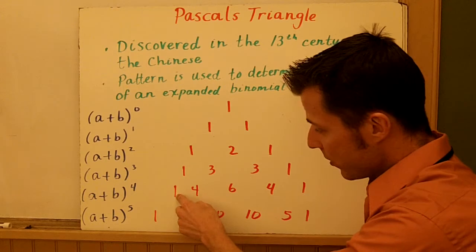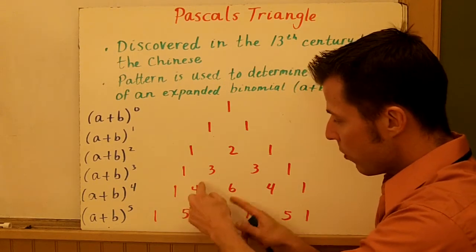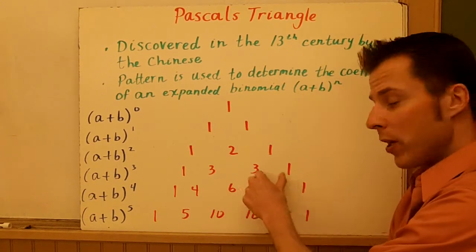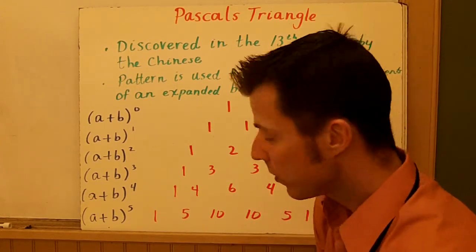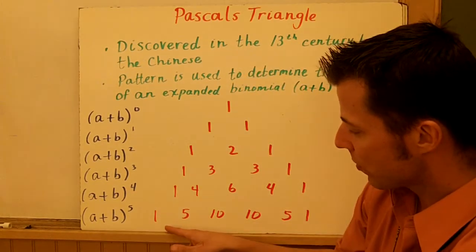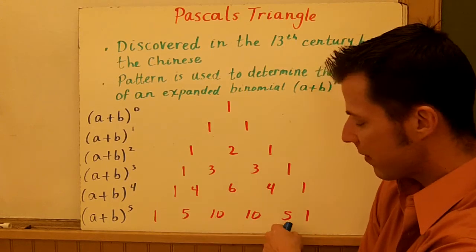Here, we start with 1. 1 and 3 make 4. 3 and 3 make 6. 3 and 1 make 4, and 1. Okay? Pay close attention to this last row: 1, 5, 10, 10, 5, and 1.